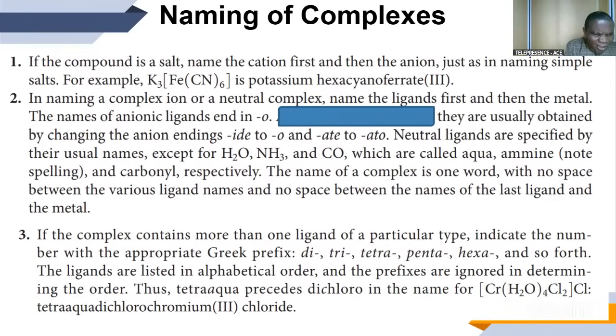You can call this one potassium ferricyanide, but in coordination chemistry, it is potassium hexacyanoferrate 3. But if instead of K3, you have K4, that will give you potassium hexacyanoferrate 2, what we refer to as ferrocyanide. Ferricyanide is used in testing for iron 2, and ferrocyanide in testing for iron 3. In both cases, you have a very deep blue precipitate.